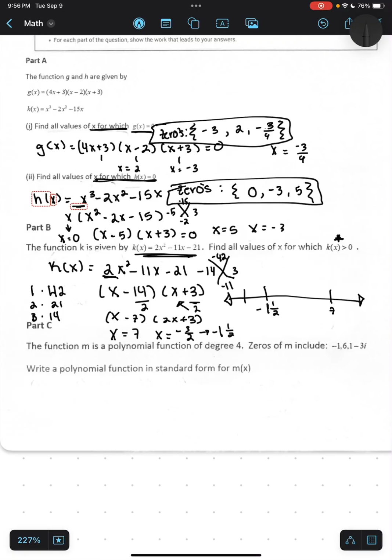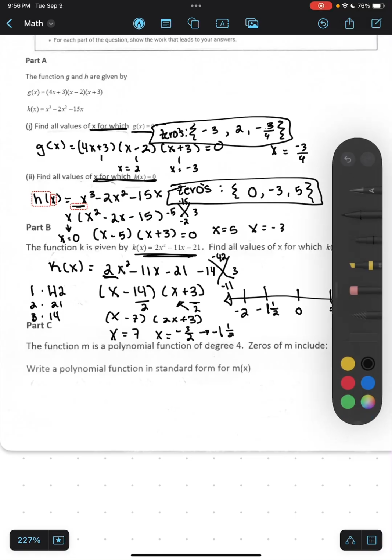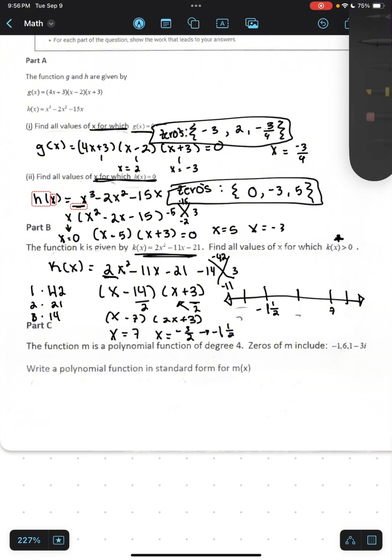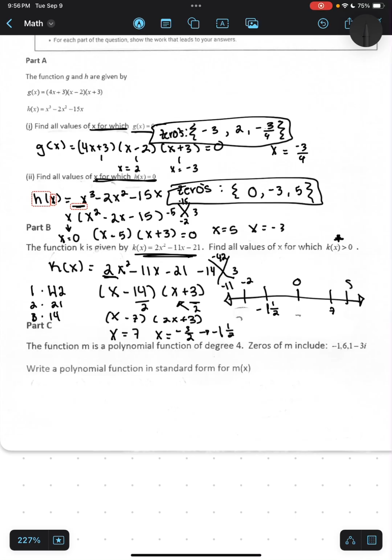So the farthest left will be negative 2. And in the middle, we'll have 0. And after 7, we'll have 8. And then actually what I'm going to do is put these at the top so I can show you. Okay, so negative 2, 0, and 8. Okay, so now we come back down.